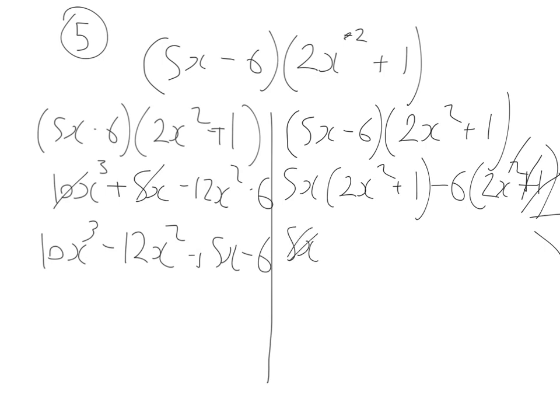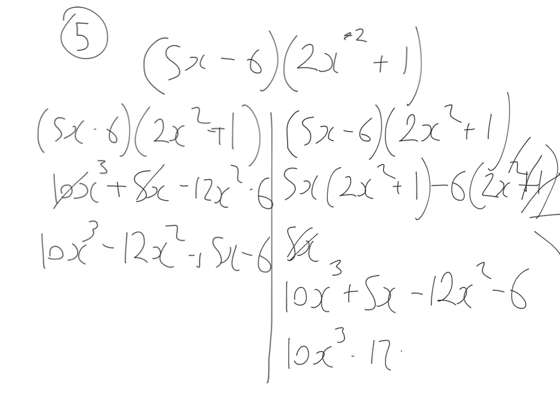That's 5x times 2x squared is 10x cubed. 5x times 1 is 5x. Minus 6 times 2x squared is minus 12x squared. Minus 6 times 1 is minus 6. 10x cubed minus 12x squared plus 5x minus 6, which is the same result using the FOIL method, and that's the final answer.